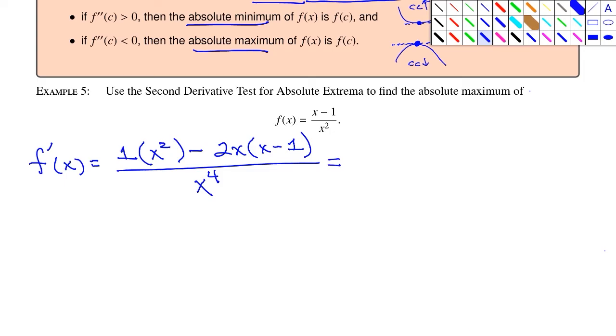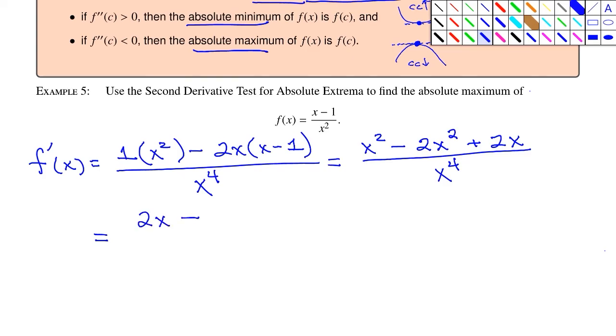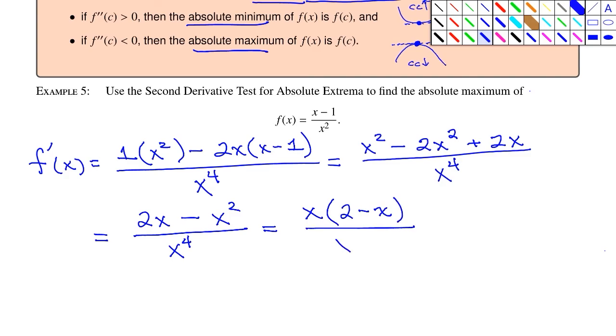Let's simplify. So we get x squared minus 2x squared plus 2x divided by x to the fourth. And let's simplify the top. I'll put the 2x in front to make it look nice. x squared minus 2x squared is negative x squared, over x to the fourth. And finally, I can factor out an x. That leaves me with 2 minus x over x to the fourth. And we get some cancellation. We get 2 minus x over x cubed. So that's our derivative.